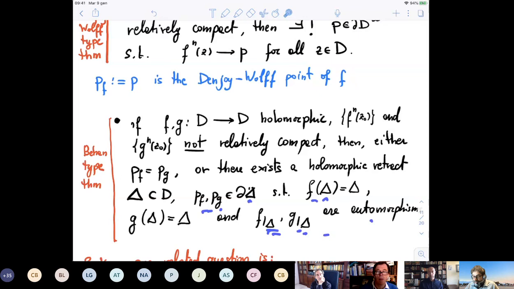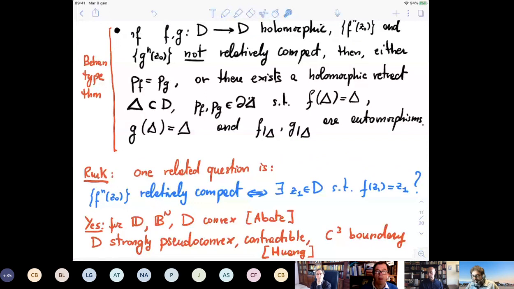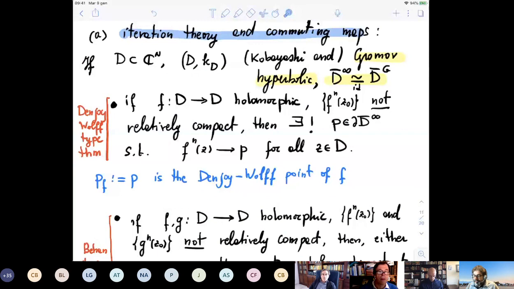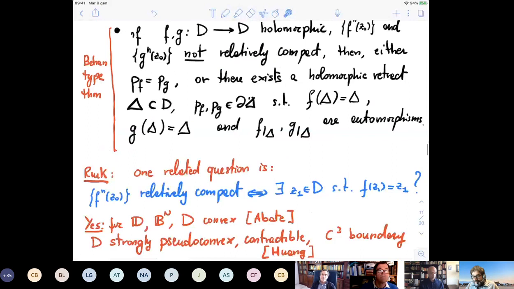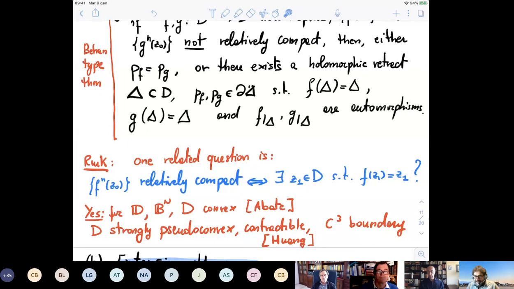Now, if you know something about iteration theory, you might say that this is not the end of the story, because one of the most intriguing and often very difficult parts of the story is to say when this condition, not having orbit relatively compact, is satisfied. And in fact the conjecture, let's say the hope, is that you have a relatively compact orbit if and only if there is a fixed point.